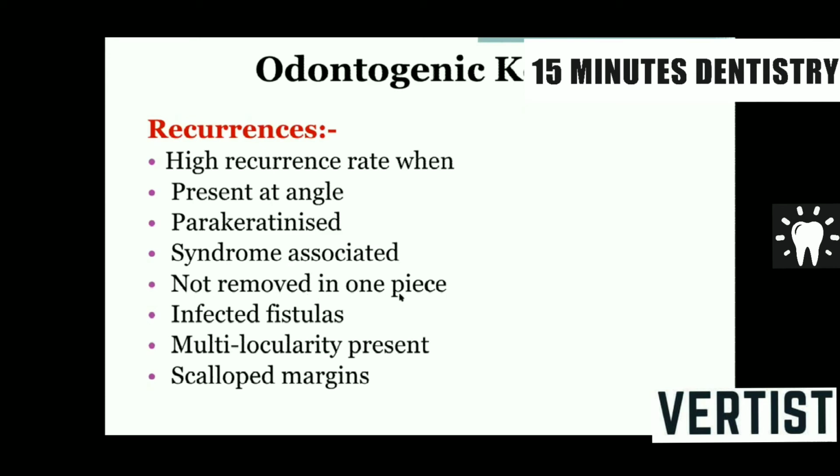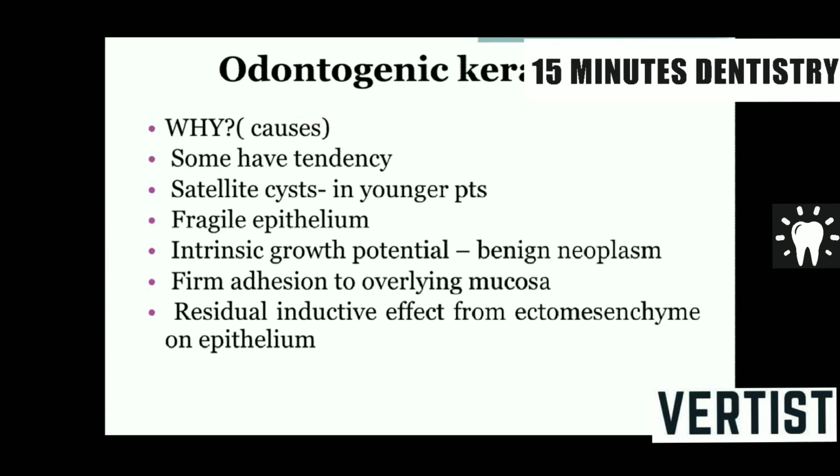If it is not removed in one piece because the epithelium is very friable, the epithelial connective tissue junction is flat, then also it is recurrent in nature. If a fistula develops in the cyst, it will recur. And if the cyst is multilocular in appearance, with multiple locules, it could be more recurrent compared to the unilocular cyst. Some cysts have a tendency to recur. Satellite cysts are also responsible for recurrence. The fragile epithelium is responsible for recurrence.